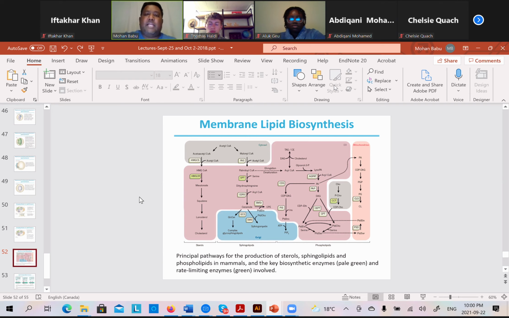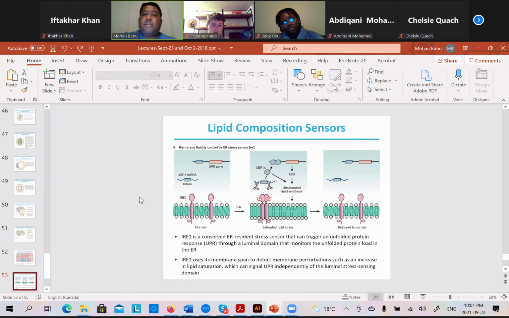This is very important. The lipid composition sensors. Basically there's a gene called IRE1. IRE1 is a membrane fluidity controlled ER stress sensor. The IRE1 is a conserved endoplasmic reticulum resident stress sensor that can trigger an unfolded protein response, UPR. UPR stands for unfolded protein response, through a luminal domain that monitors the unfolded protein load in the endoplasmic reticulum.